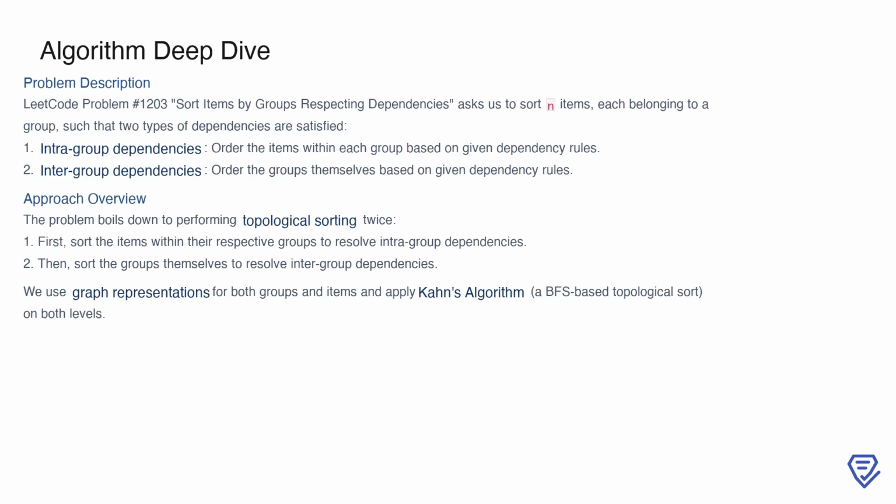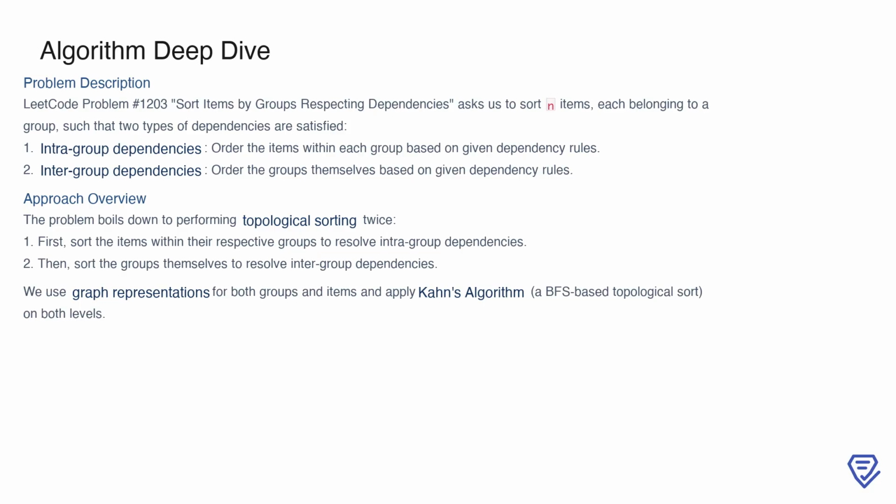In this problem, we are tasked with sorting n items, where each item belongs to a group. The goal is to satisfy two types of dependencies. First, we need to ensure that the items within each group follow a specific order, which are the intragroup dependencies. Second, we need to order the groups themselves based on the intergroup dependencies.